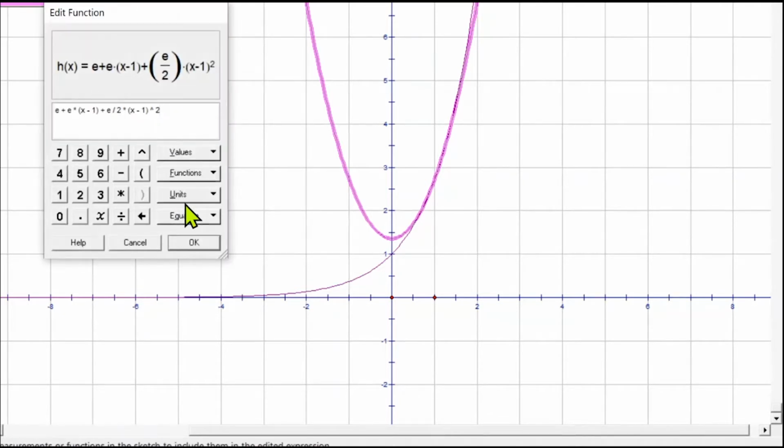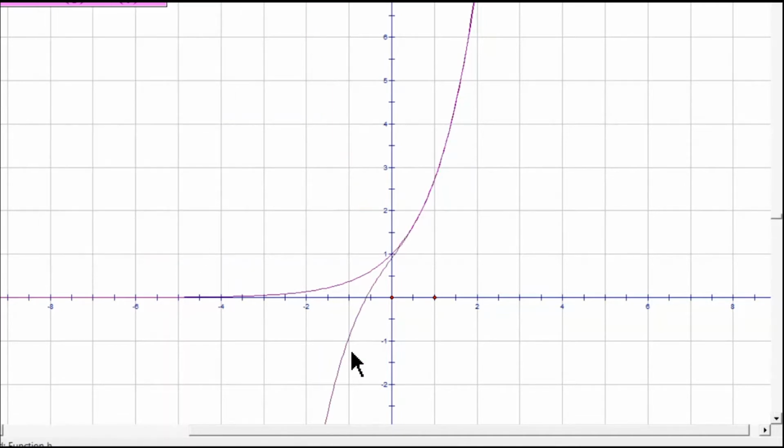Let's add more terms. So plus e, what am I doing? e over 3 factorial, 6, times x minus 1 to the 3rd power. Whoa, look at that, huh? See, about here to about there now. And this, the region that is pretty accurate is growing.